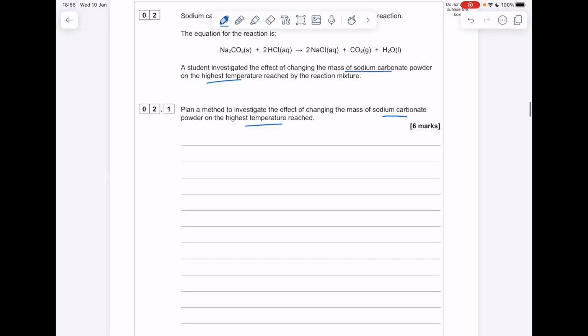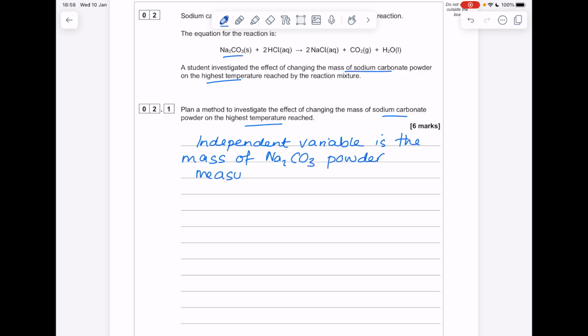So let's start with our variables. So what are we changing? Our independent variable is the mass of sodium carbonate powder, and use the formula here if you can't be bothered to write it out like me. And let's say we're measuring that using a balance. What masses shall we use? I'm going to use 1 gram, 2 grams, 3 grams, 4.